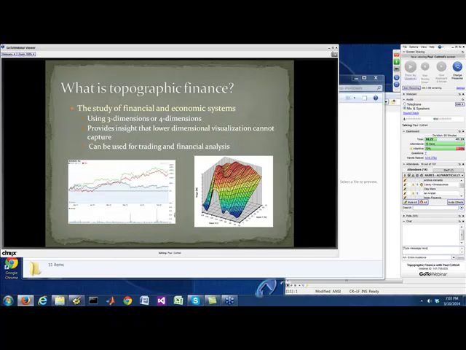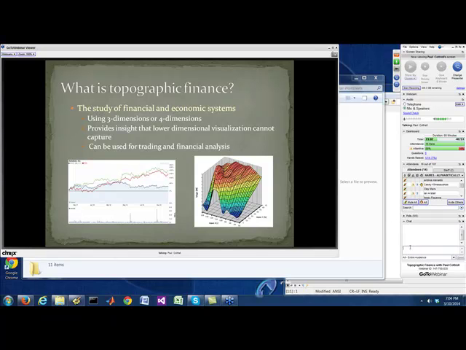Okay, what is topographic finance? It's the study of financial and economic systems using 3 dimensions or 4 dimensions. Now, in 3 dimensions, you could use, let's say, a typical volatility surface would use volatility, strike price, and time to maturity. That's one way to look at it. You can add another dimension to give it some more movability over time. It kind of morphs.